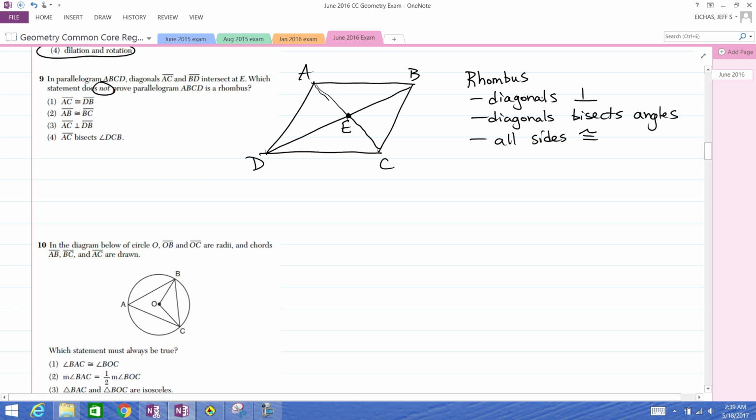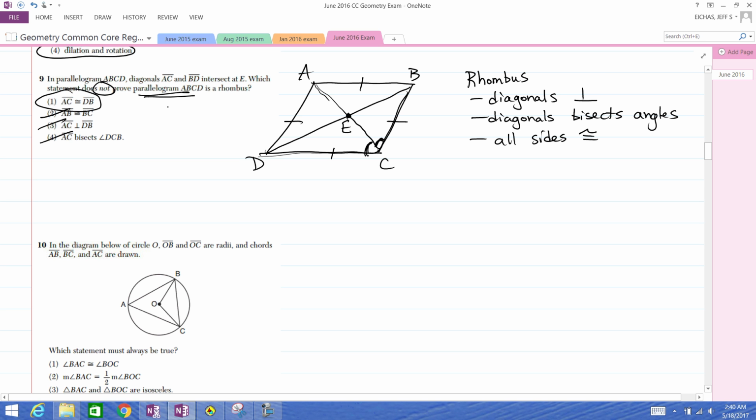So let's just look at which ones those are. Okay. AB the same as BC. That would force all 4 sides the same. That takes care of that one. That's going to prove that it's a rhombus. Okay. Yep, there it is right there. The diagonal is perpendicular. That would prove a rhombus. Either diagonal bisecting the angle DCB, this one right here. If that happened, it would be a rhombus. You know, given that we started out with a parallelogram.